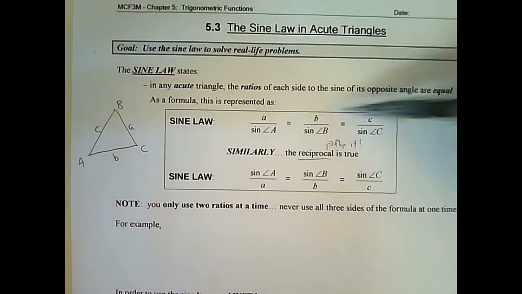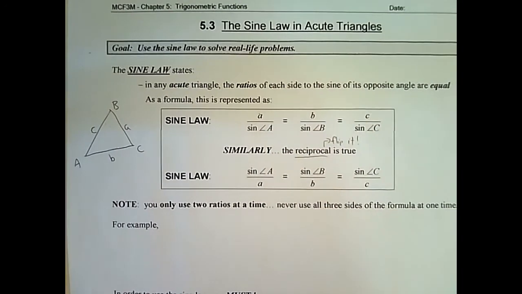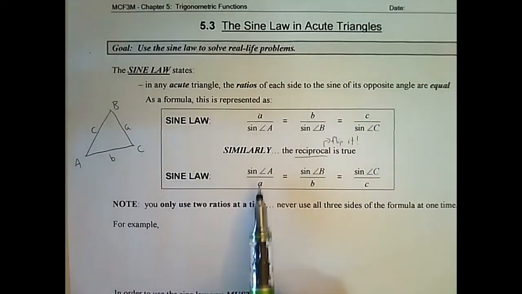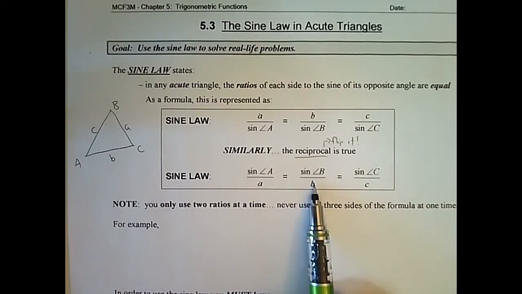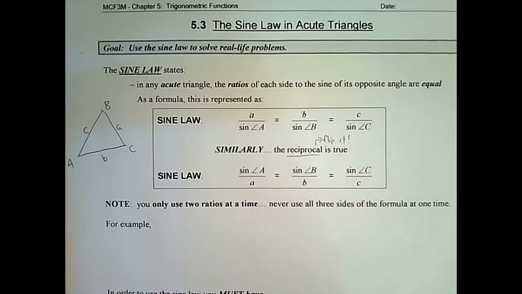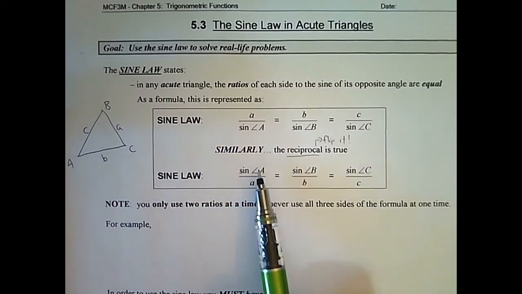So if I flip all of these fractions and put the angles on the top and the sides on the bottom, then it's the same thing: the ratio of sine angle B divided by b, this ratio of the angle and its opposite side, will be the same for all of these as well. So as long as we can label our triangle correctly, and as long as we can substitute the correct values into the equation, then we should be able to do sine law, hopefully pretty easily.